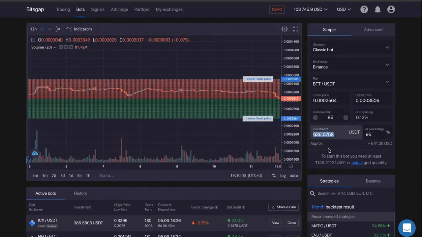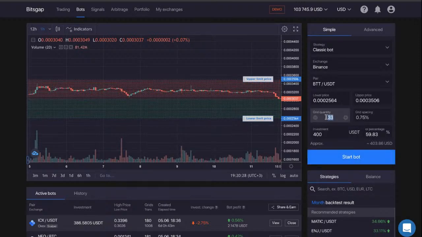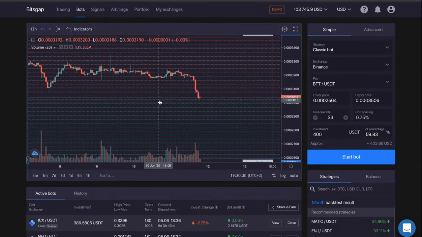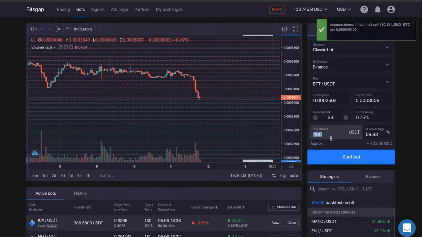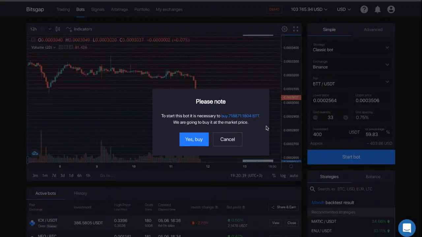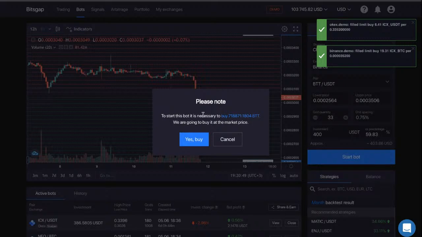And let's have only 400 USDT allocated to this bot. In this case, I click on adjust, and now with only 33 grid levels, I am able to launch this bot having a 400 investment allocation. Simply by clicking on start the bot, you will get a notification that in case you don't have enough BTT on your balance, the system requires you to buy it at current market price to initiate the bot.